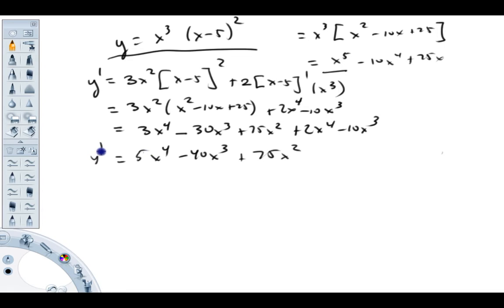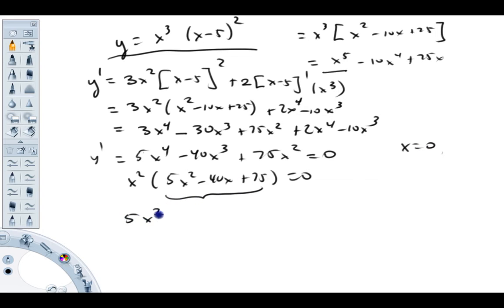All right, so relative extreme values are going to occur where the first derivative is equal to 0. Now notice that we can factor an x squared out of every term. Then we're left with 5x squared minus 40x plus 75. X equals 0 is a solution to this. So one solution here is x equals 0, no doubt. The other solutions are going to occur where 5x squared minus 40x plus 75 equals 0.